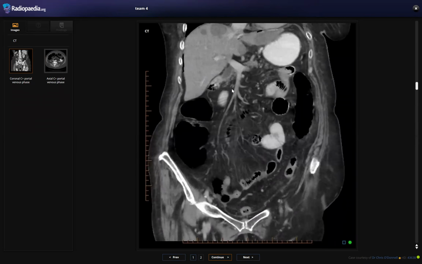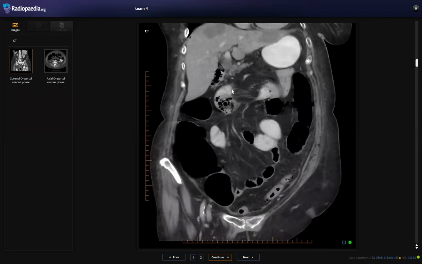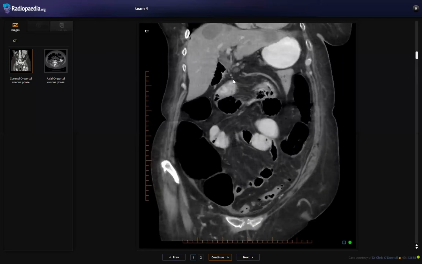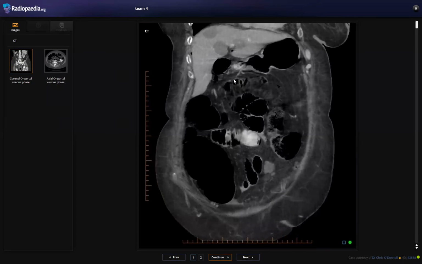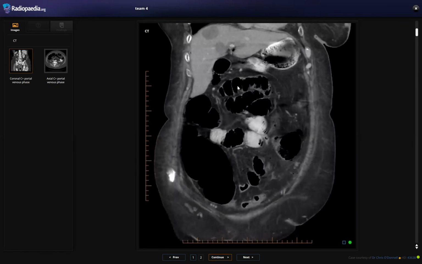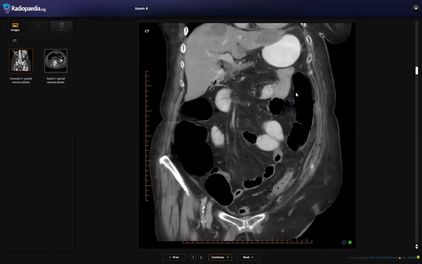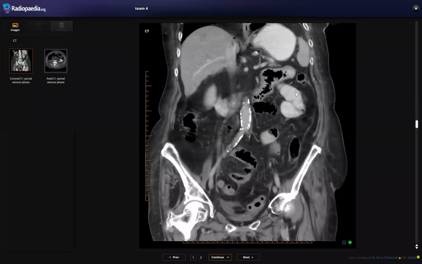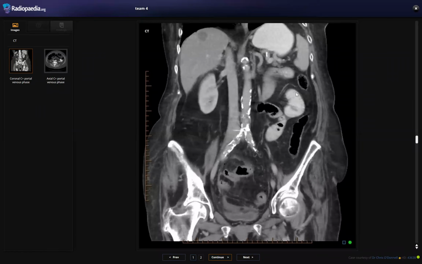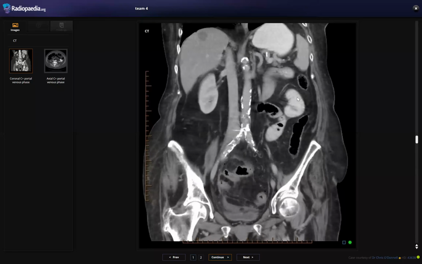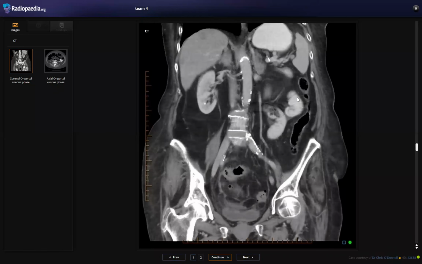I need to assess the pancreas again. I need to return to the pancreas. I can't see any obstructing lesions within the pancreas. Okay, the spleen appears unremarkable. Both kidneys also appear unremarkable.